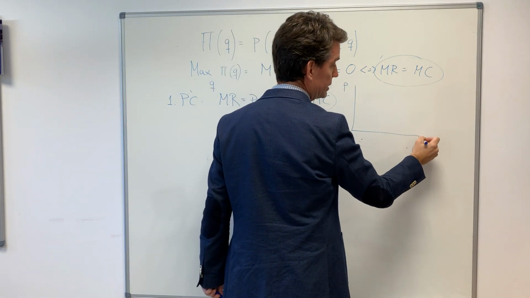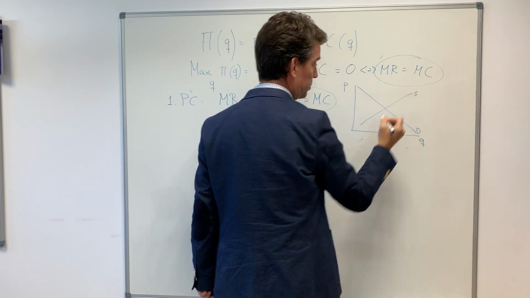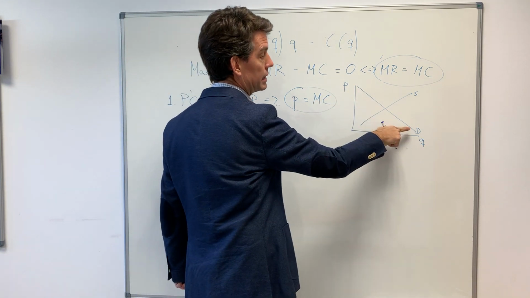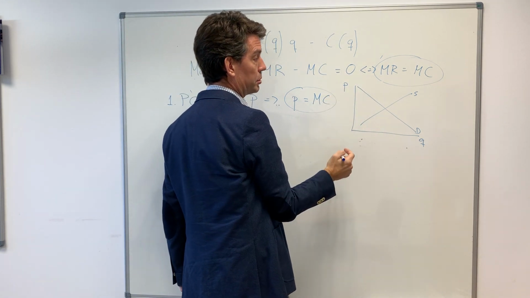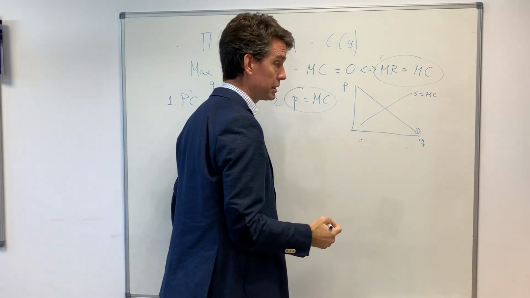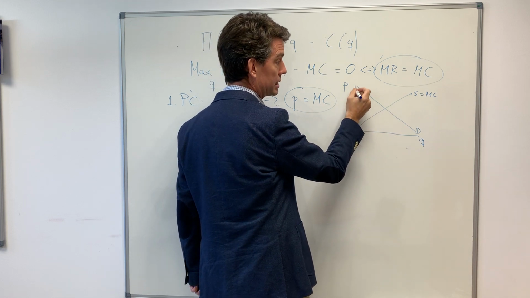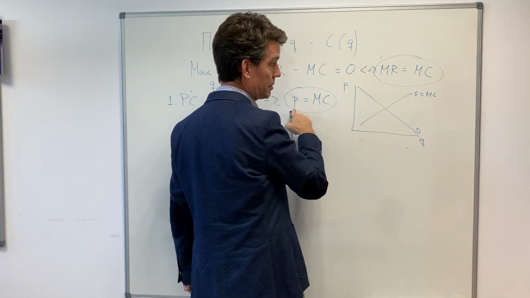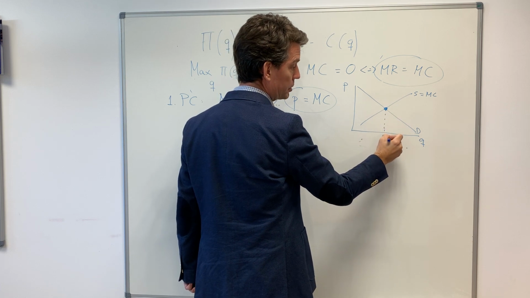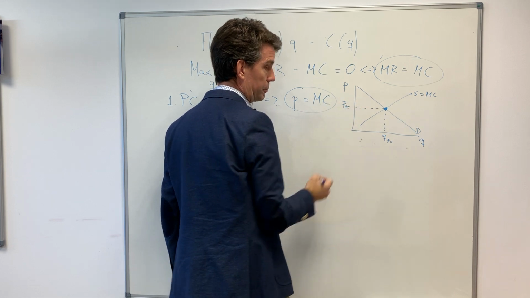If this is the price, this is the quantity, this is the demand function, and this is the supply function, well, the marginal revenue is the same as the price. So what we're saying is where the price equals the marginal cost, and remember that the supply function is the marginal cost, we find the optimal quantity. So when the marginal revenue, which is the price, equals the marginal cost, exactly at this point, we find the optimal quantity and the price under perfect competition.